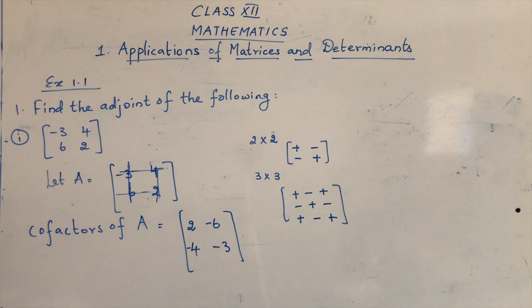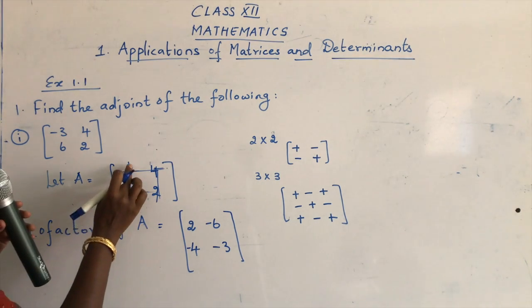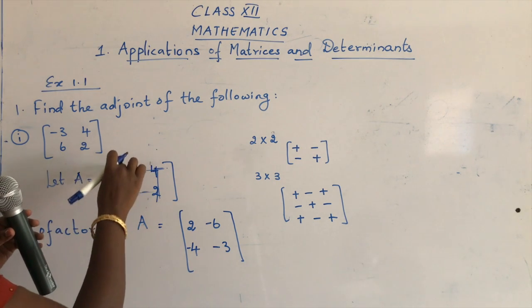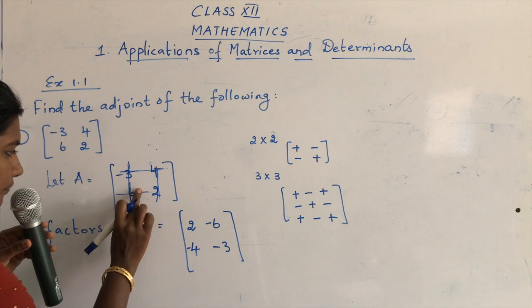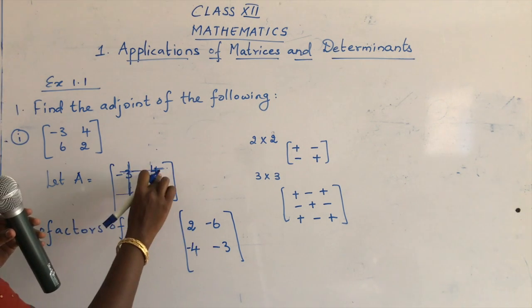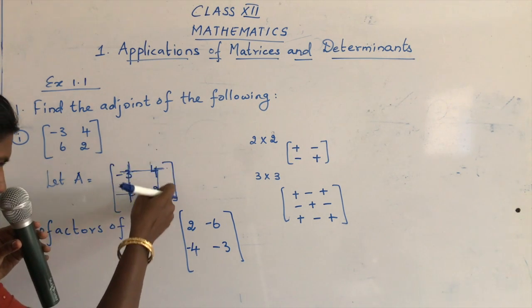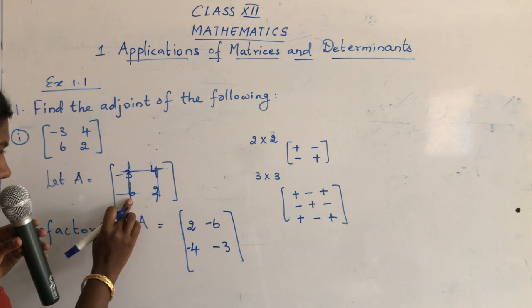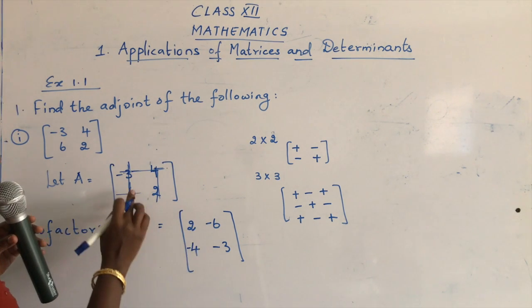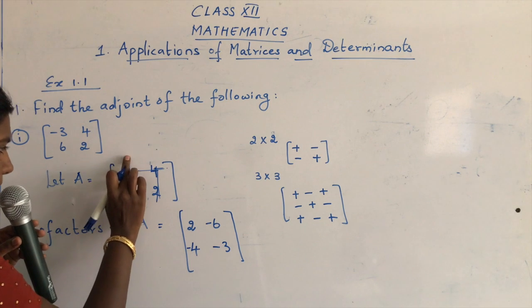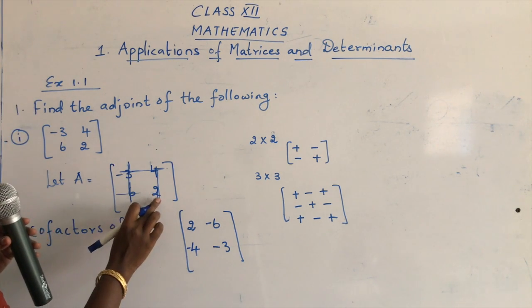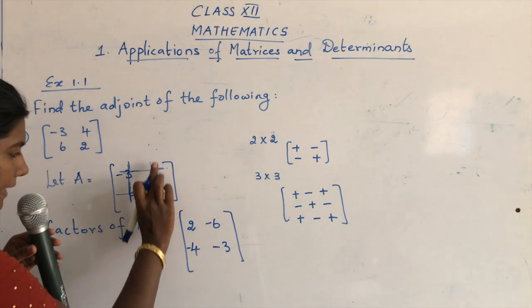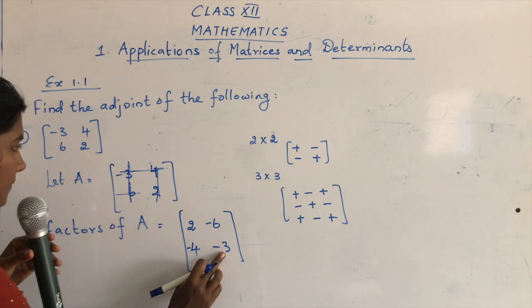I'll just repeat once again how to find the cofactors. So go with the first one. If it's minus 3, eliminate that particular row and column. So what is left now? 2. Similarly, go for the next one. Eliminate that particular row and column. And what is left? It's 6. Next, go for 6. Eliminate the row and eliminate the column. So what is left? 4. Again go for 2. Eliminate the row and eliminate the column. What is left? Minus 3.